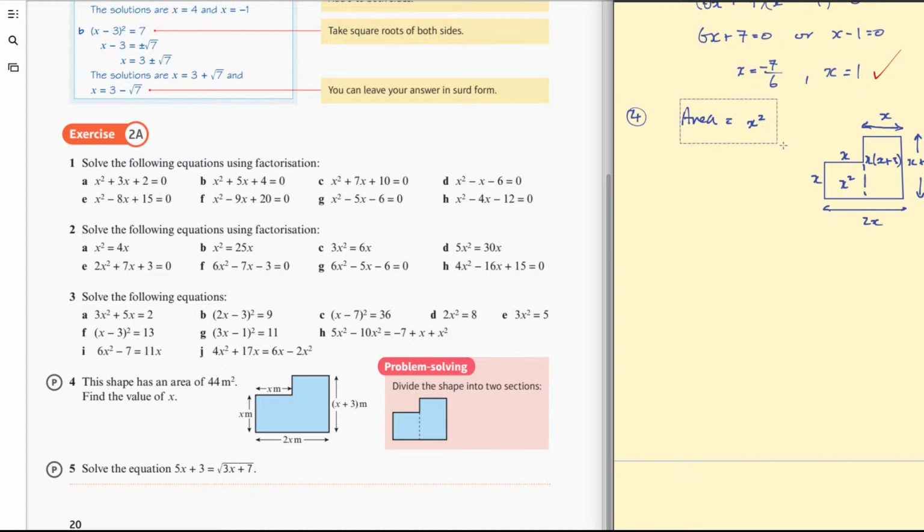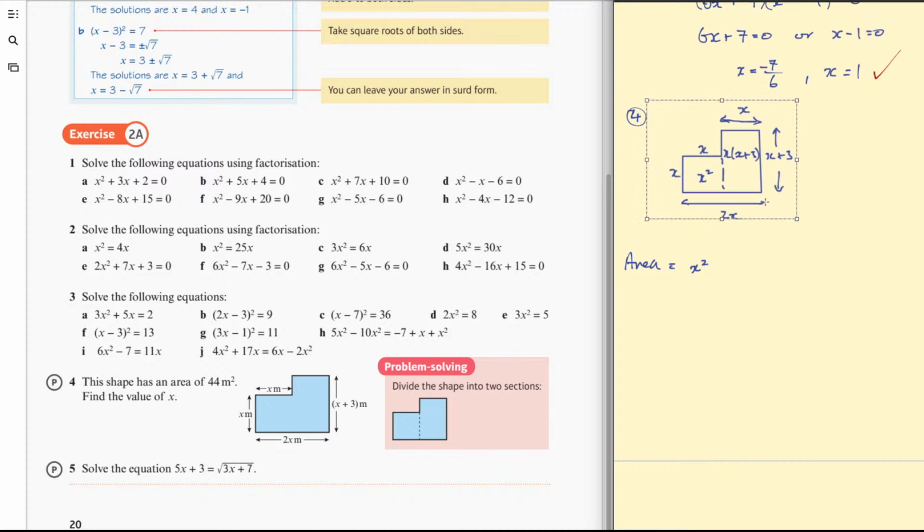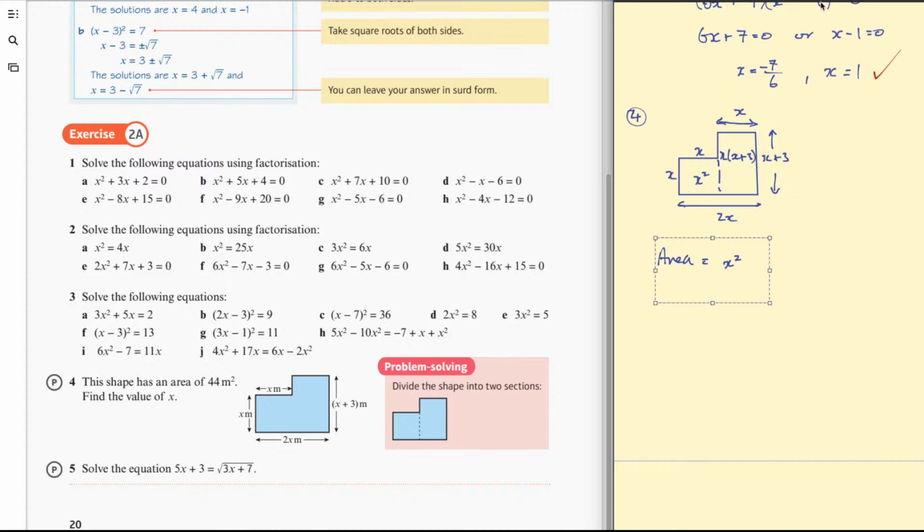So the total area, let me bring this down a bit. Let me move this over here. The total area is x squared plus x times x plus 3. Let's expand out those brackets. So we'll have x squared plus 3x, and then 2x squared plus 3x. And remember, they tell us the area is 44, so we can say this equals 44. And then if we bring everything over to the left hand side, we will have a quadratic like we've just been working with. 2x squared plus 3x take 44 equals 0.